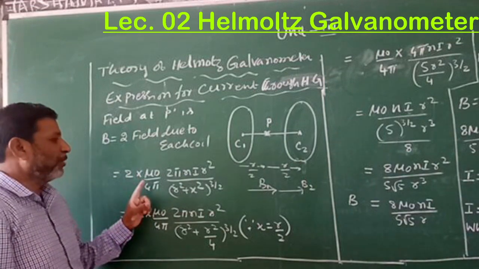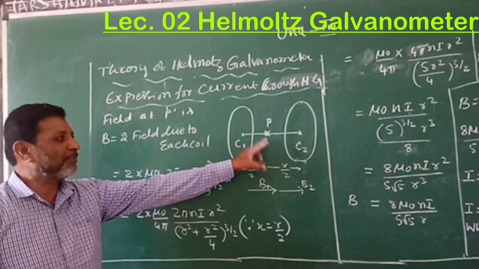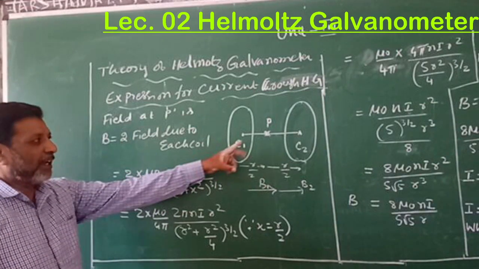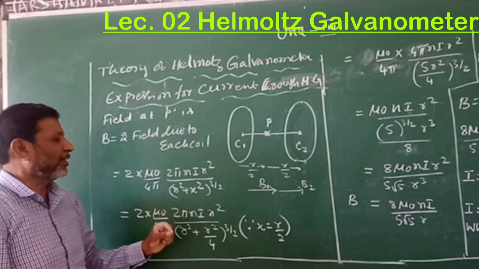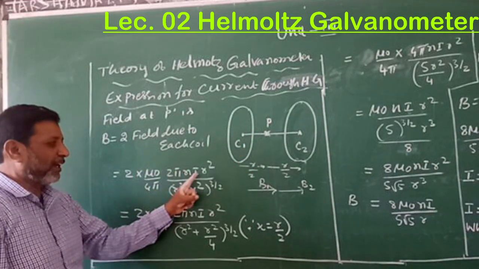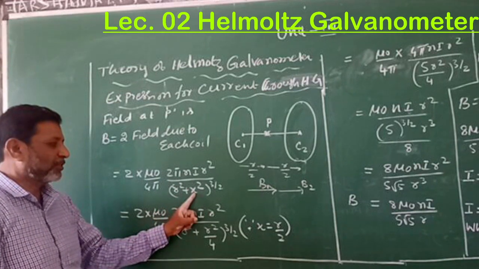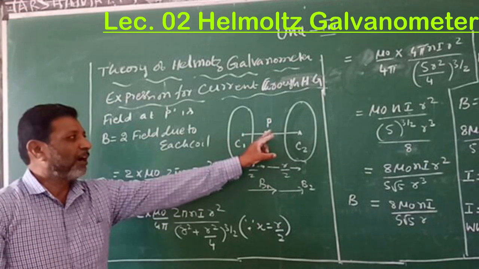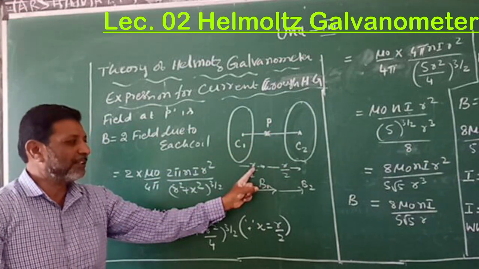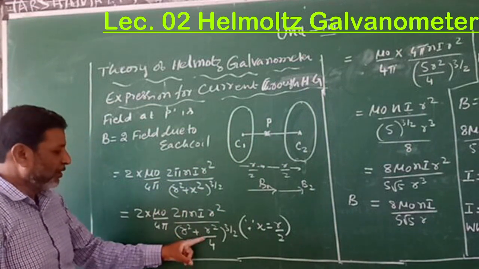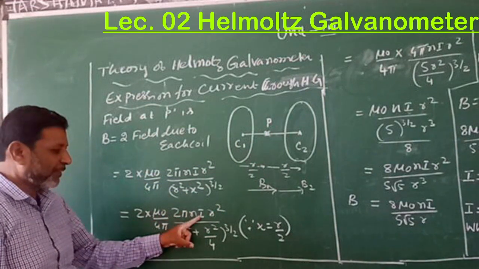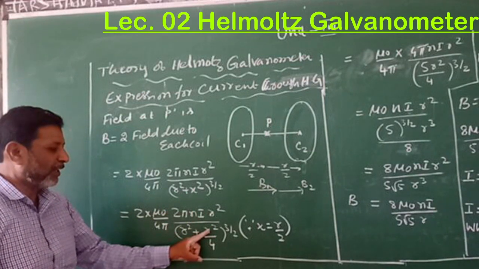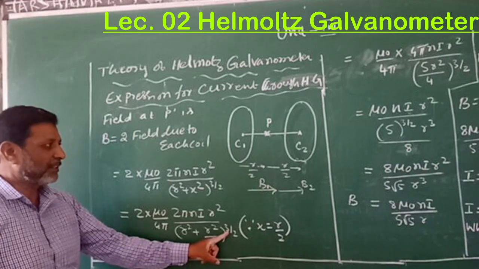Now, the general formula for the field at any point on the axis of a circular coil is mu naught by 2 pi, n I r square divided by (r square plus x square) raised to 3 by 2, where x is the distance of the point from the center. Either way, the x value is r by 2. Substitute that here, instead of x as r by 2. When you take the square of this, you get r square plus x square, raised to 3 by 2 as it is.